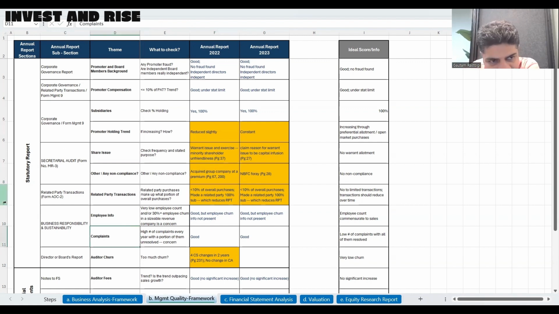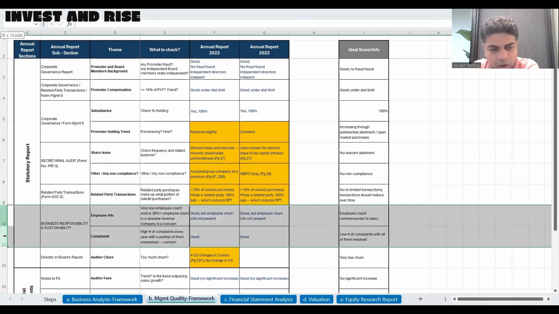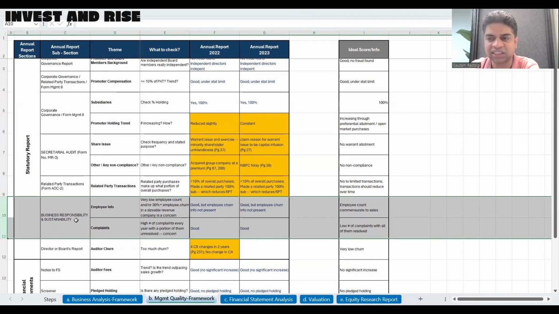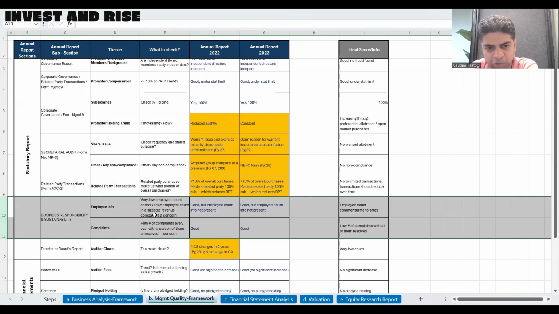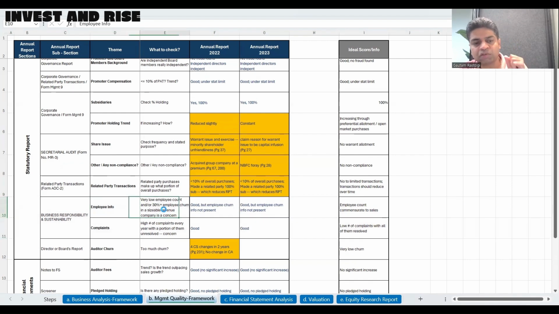All right. Okay. So now next thing that you got to check is there is a business responsibility and sustainability section within the statutory report. Essentially, उसके अंदर you check for two things. One is employee का information, और मैं ऐसा क्यों बोल रहा हूँ? See, within the employee information, you check for two things.